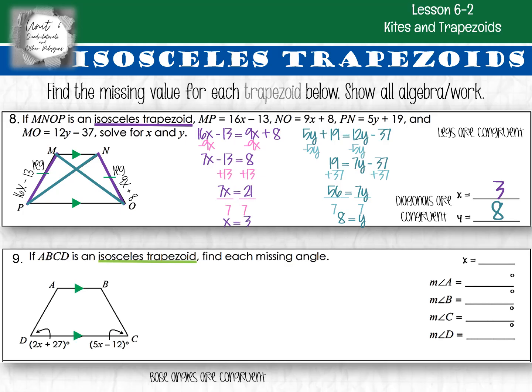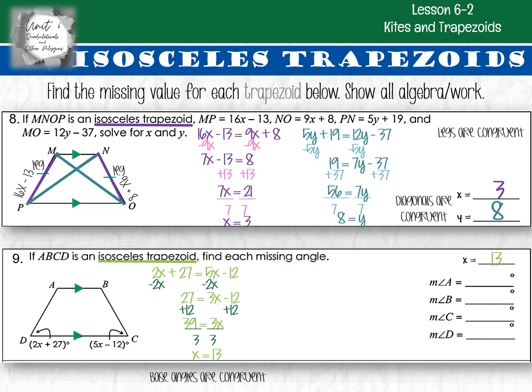Well, those are base angles, and base angles are going to be congruent. So let's set them equal to each other. 2x plus 27 equals 5x minus 12. Let's get all the x's on one side. So subtract your smallest one. Subtract 2x on both sides. We get 27 equals 3x minus 12. Add 12 to both sides. We get 39 equals 3x. Divide both sides by 3, and x is 13.